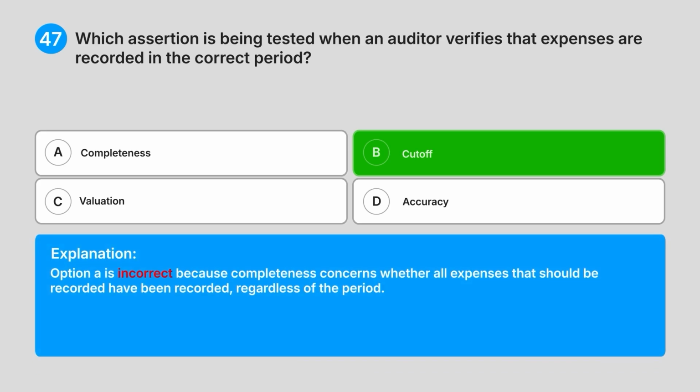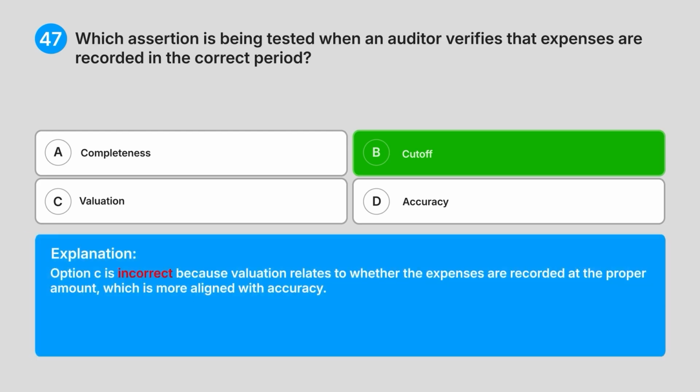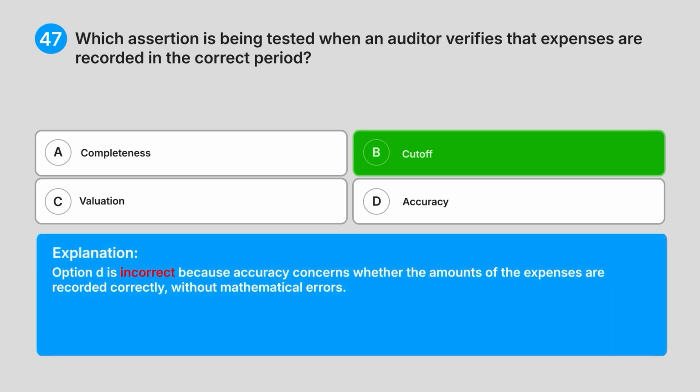Option A is incorrect because completeness concerns whether all expenses that should be recorded have been recorded, regardless of the period. Option C is incorrect because valuation relates to whether the expenses are recorded at the proper amount, which is more aligned with accuracy. Option D is incorrect because accuracy concerns whether the amounts of the expenses are recorded correctly without mathematical errors.